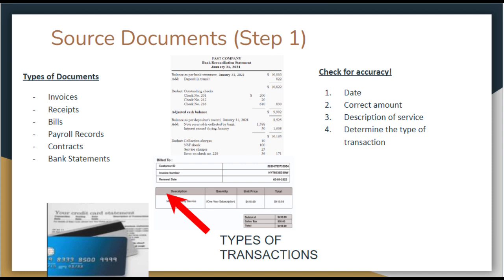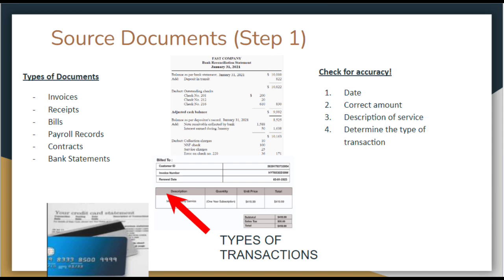There are various different types of documents that will be analyzed in accounting. They include invoices, receipts, bills, payroll records, contracts, bank statements, such as the ones shown on the slideshow right here. The one on the bottom will be a credit card statement, and the one near the top is just a bank reconciliation statement. And then the one right below it is an invoice. So these are types of transactions that are analyzed in accounting.